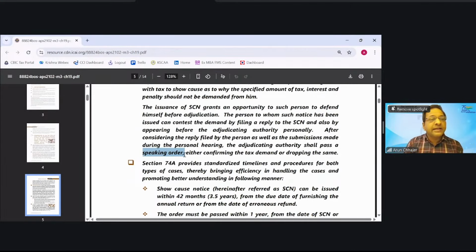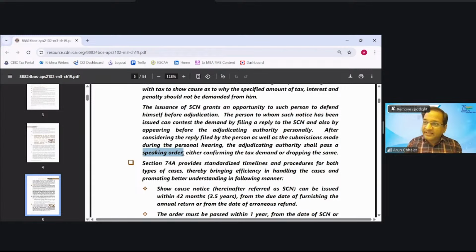What does it mean? It means they have not considered my reply. And again, I can tell you, friend, there are a lot of judgments in which, when the reply was not considered, the matter has been quashed by the higher authority and directed to pass a speaking order. What is the meaning of speaking order? That is also very important in demand and recovery.